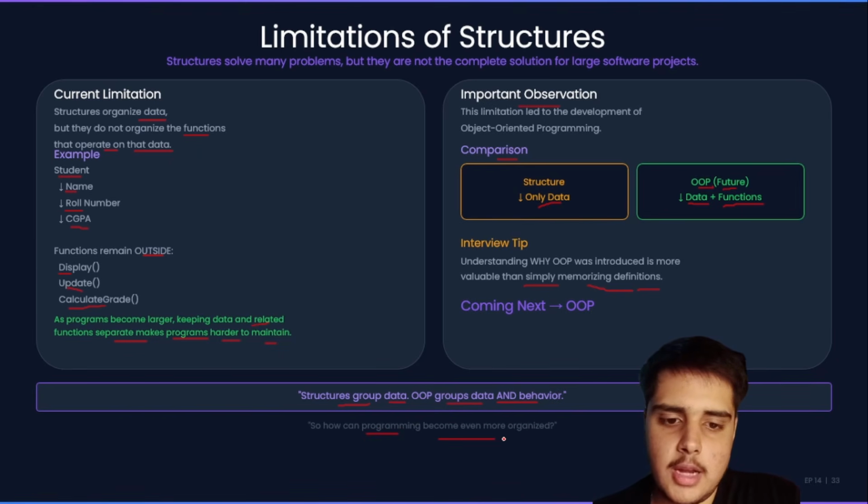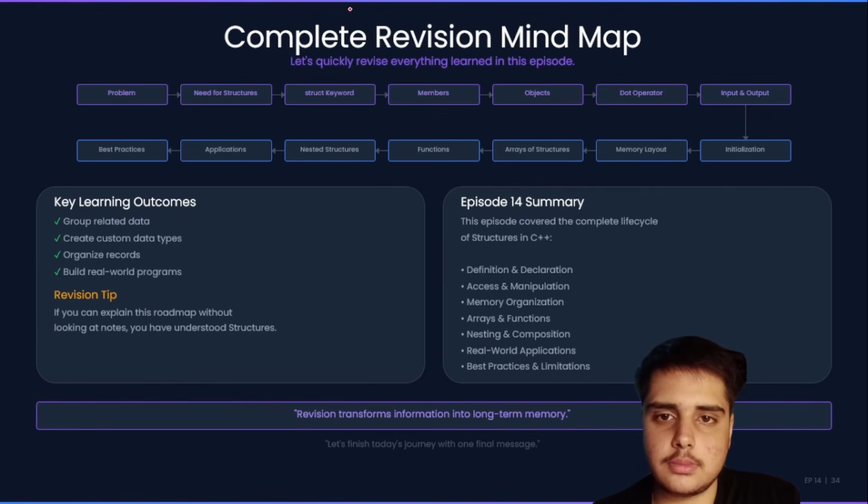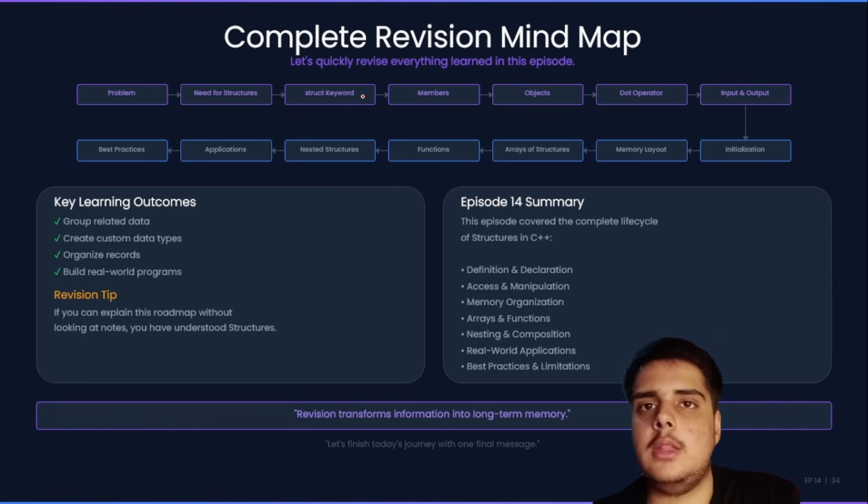So how can programming become even more organized? It can become so with object oriented programming, OOPs.